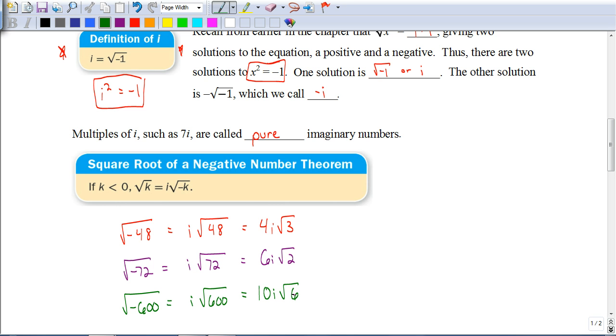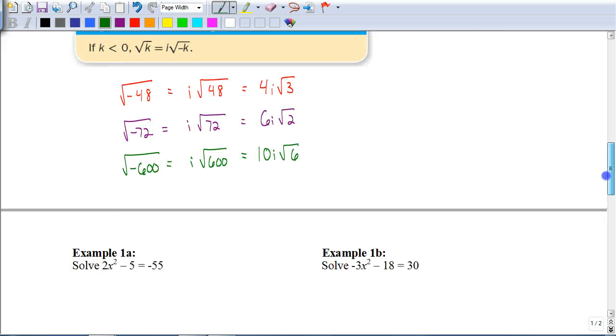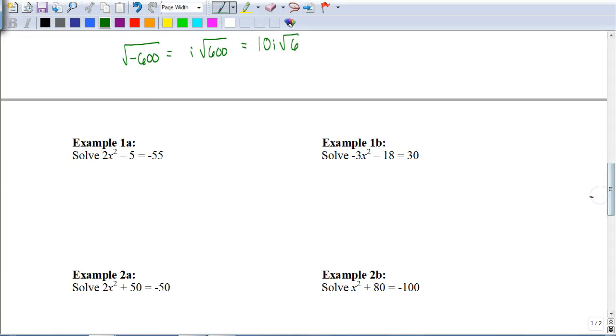So when we have the square root of a negative number, the only difference here is that we take out an i and then we simplify it. But remember, if we have a situation like this, we're going to have two solutions. Okay, so let's go ahead and solve this problem.